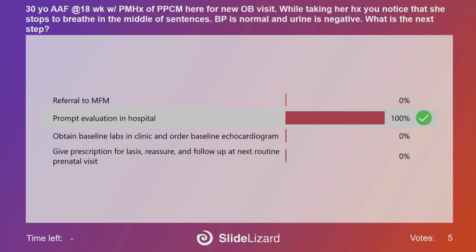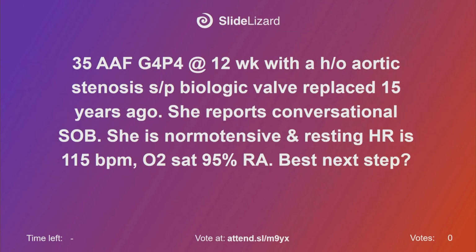All right, the correct answer here is prompt evaluation in the hospital. So she's having conversational dyspnea, and she has this history of peripartum cardiomyopathy. She's pretty early on in her second trimester, so she would need to be evaluated pretty quickly in the hospital. And then obviously refer out from there. I think that's one more.